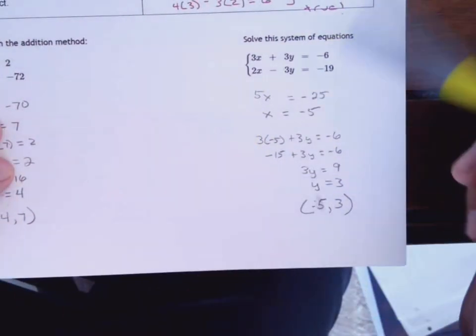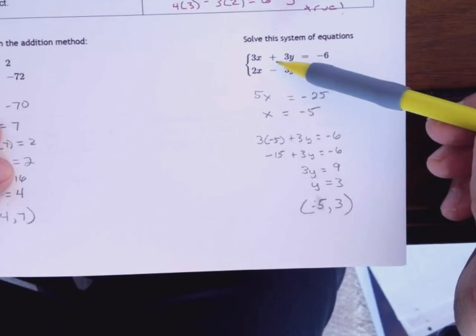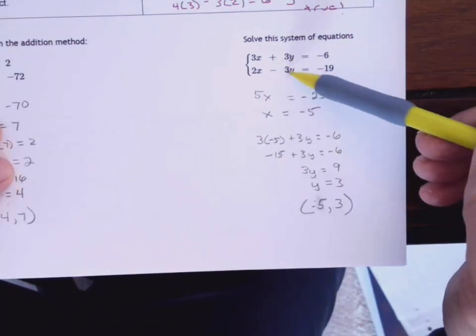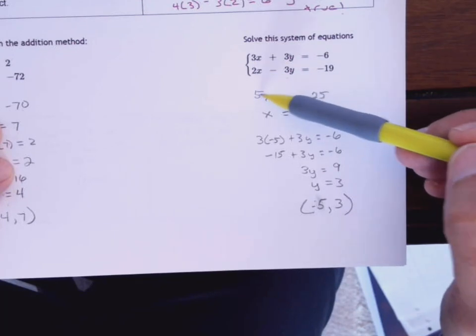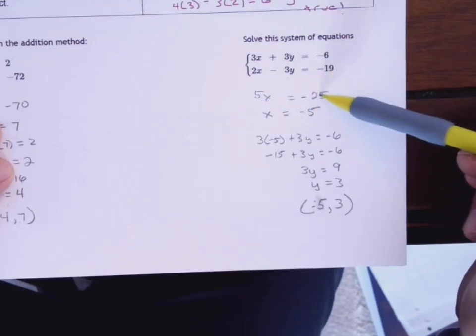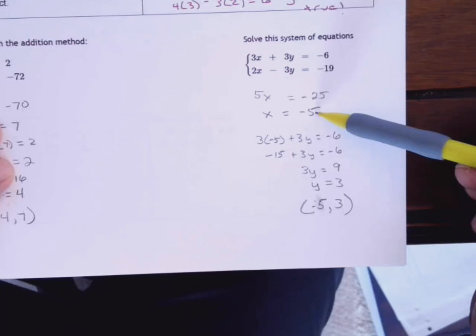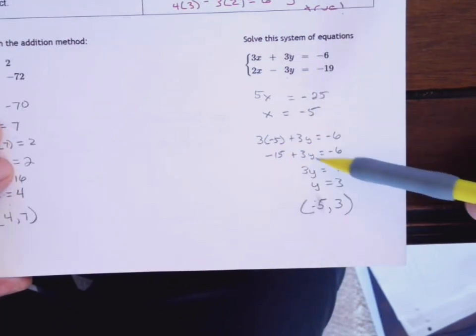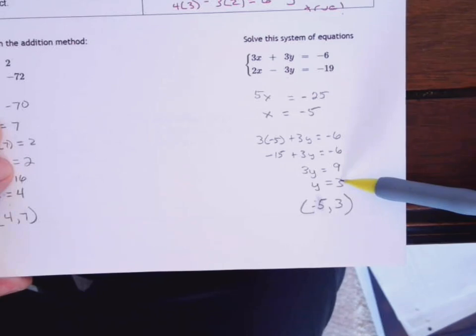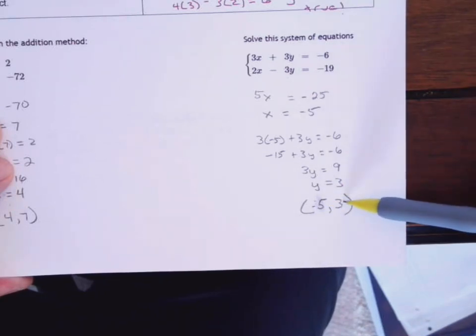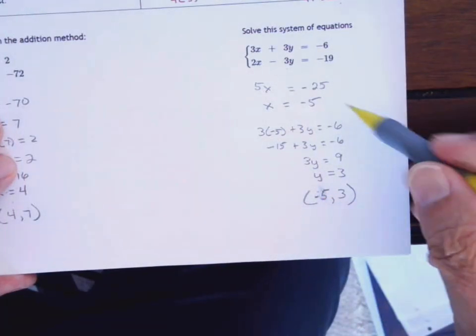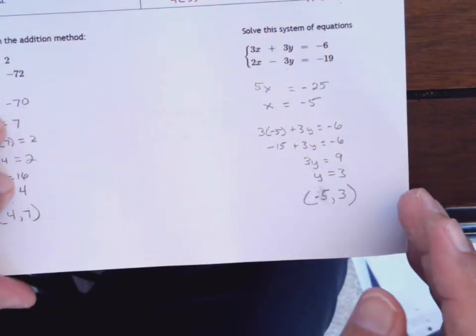I don't know if there's much value in doing another one, but again, we've got opposites already in place. So when I add these, I end up with 5x is equal to negative 25. So I divide by 5. I get x is equal to negative 5. Substitute it back into either equation. Solve for y. Negative 5 and 3 are the two solutions, and they check.